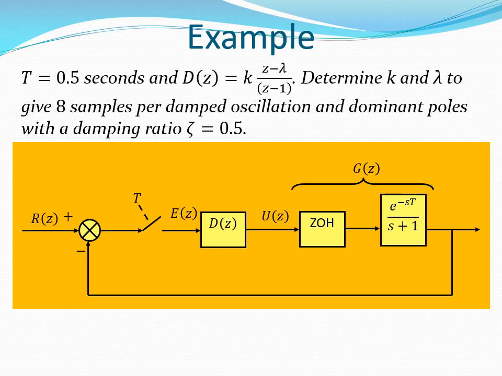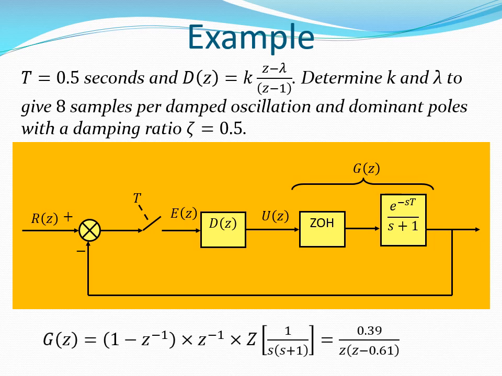We need to get a value of K and a value of lambda so that the system meets the required specifications. The first step is to obtain G(z), the TF of the process preceded by a zero order hold. It works out as 0.39 over z (z minus 0.61).